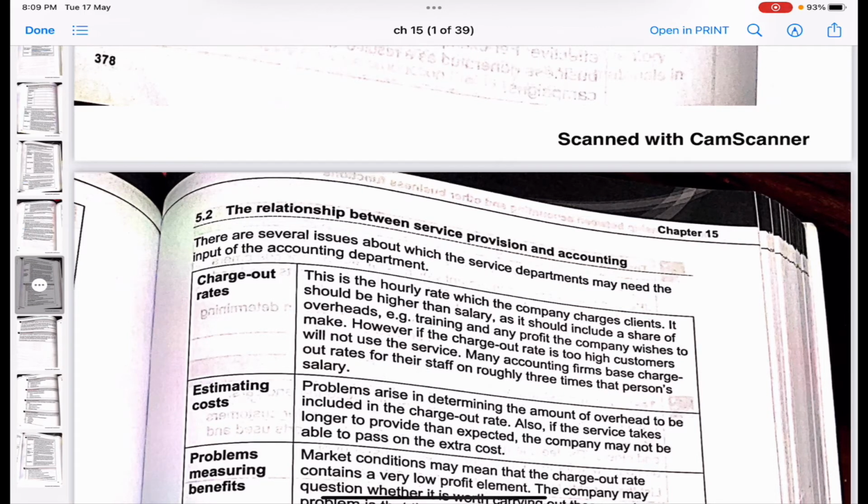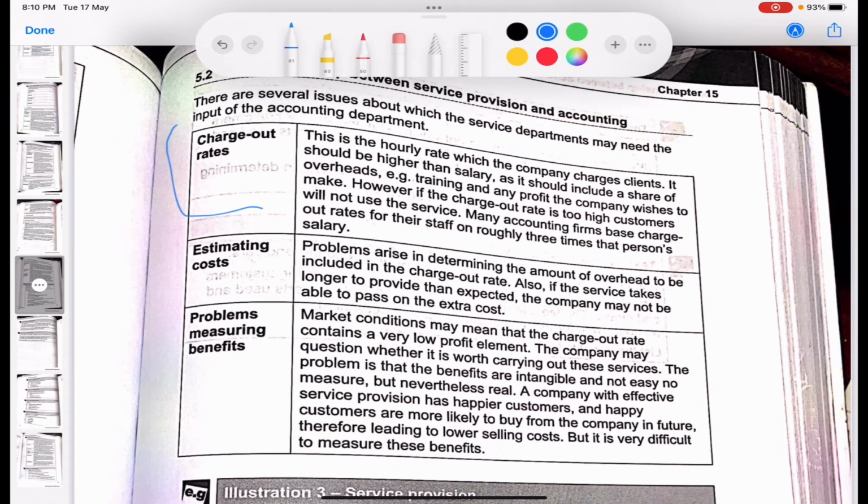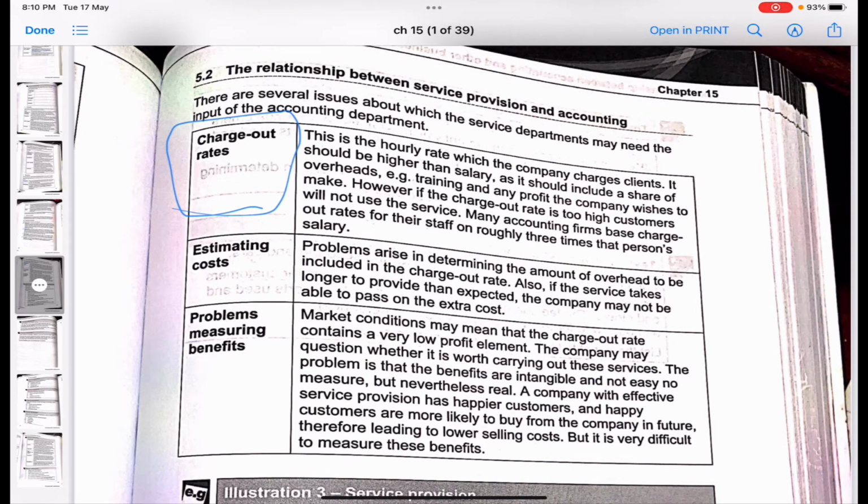Now we have the relationship between service provision and accounting. There are several issues on which the service departments may need input from the accounting department. The first is the charge out rates. What do you understand by charge out rates? This is the hourly rate which the company charges the clients. It should be higher than salary, as it should include a share of overheads, for example the money used for training, and any profit the company wishes to make. However, if the charge out rate is too high, the customers will not use the service, right? So we need to fix a proper charge out rate, which is how much money they can charge the customers.